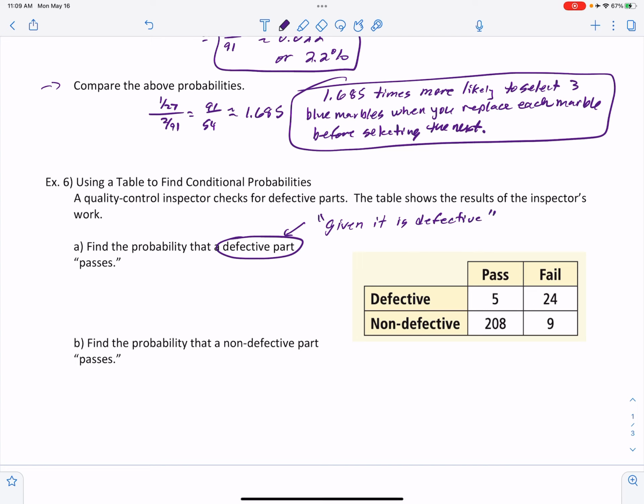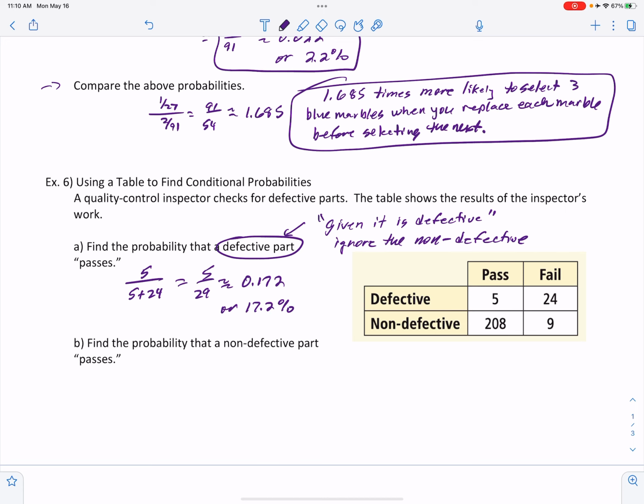And so you ignore the non-defective. It's as though that row does not even exist. And so the probability that a defective part passes is 5 out of that row of 5 plus 24. So it's 5 out of 29, which is approximately 0.172 or 17.2%.